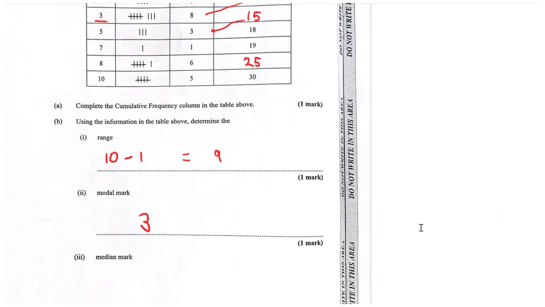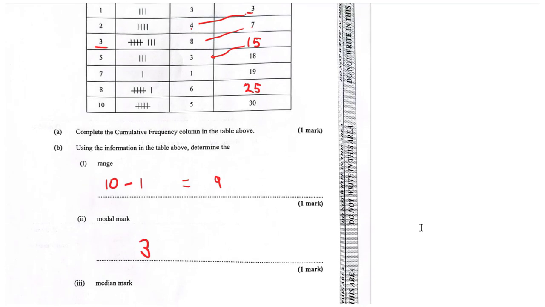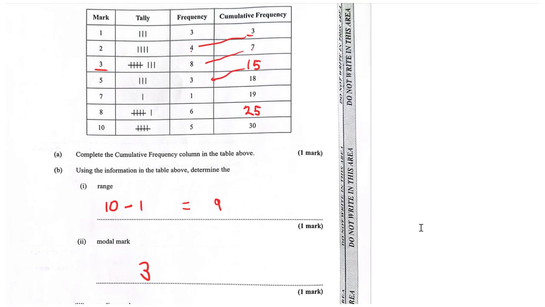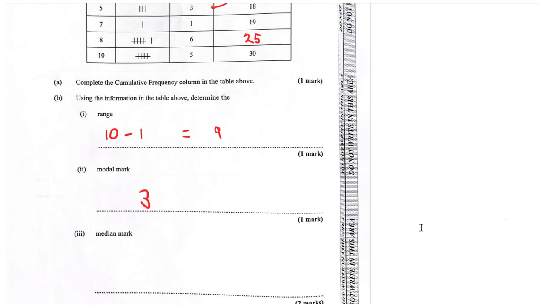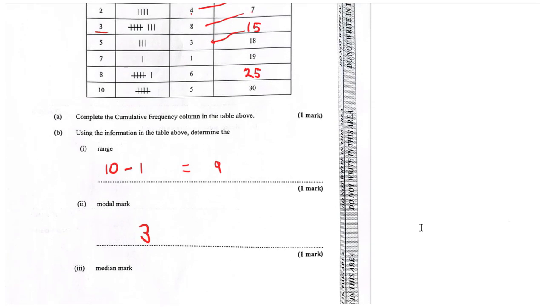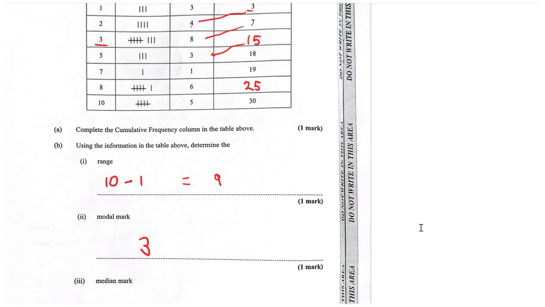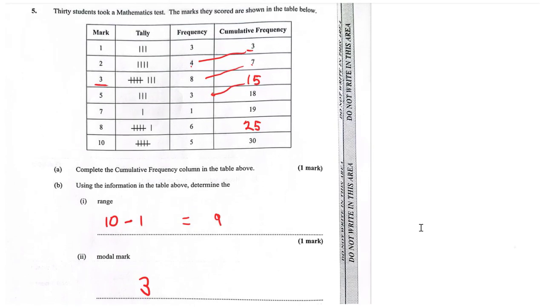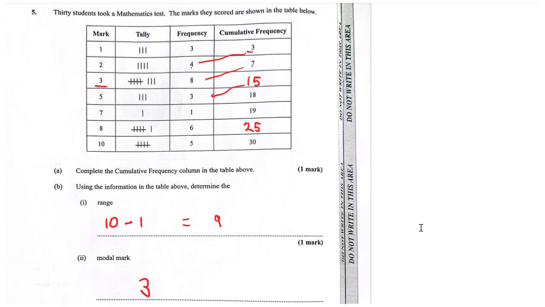So here now we're looking at the median mark. That is the middle mark, right? So what we're going to do, we're going to add 1 to the total students, right? So the total amount of students is 30. So we're going to add 1 to the 30. We get 31. And then we're going to divide that by 2. And that is going to give us 15 and a half or 15.5.